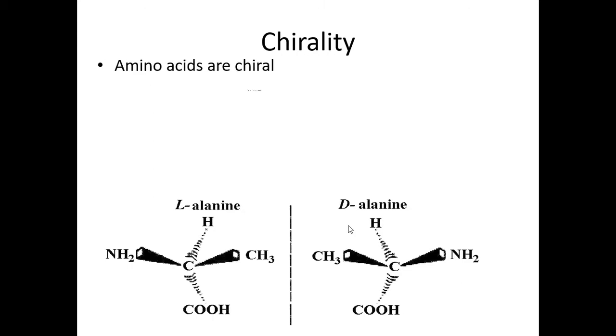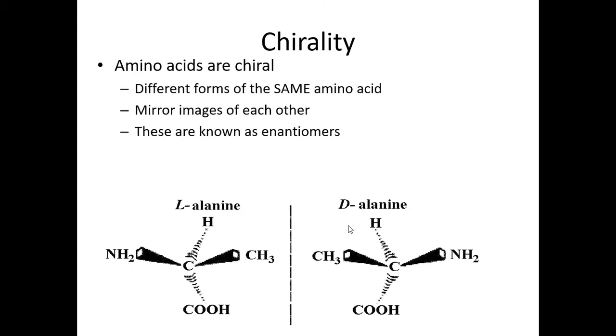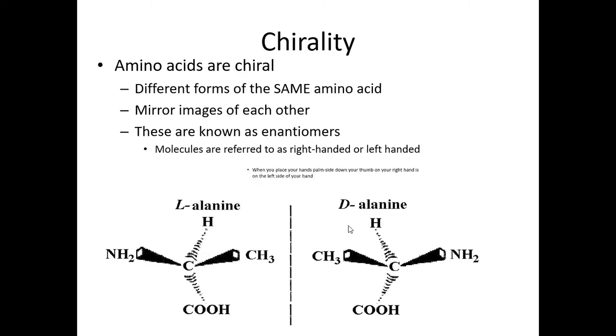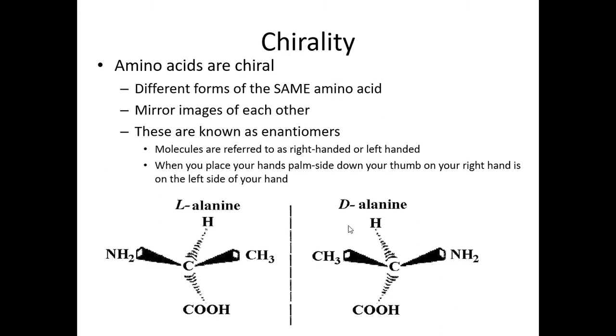Now, when we look at proteins, amino acids exhibit a property called chiral. Being chiral means that they're the same amino acid, but they exist in two different forms. One is called the L form, and the other one is called the D form. They're mirror images of each other, just as if you take your right hand and your left hand together. So these molecules are referred to as right-handed and left-handed. Left-handed is the L form, right-handed is the D form. These are known as enantiomers, which are basically different forms of the same molecule, and they're mirror images of each other.